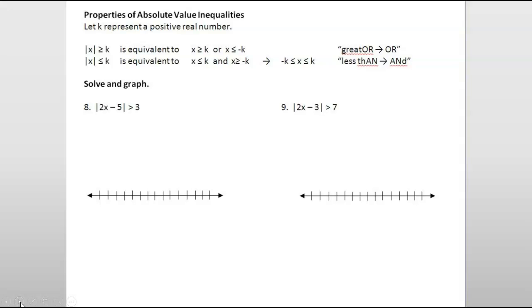So here you can see that the absolute value is "greater than," so it's going to split to an "or." If it's "less than," it splits to an "and." So in that first example, we have the absolute value of 2x minus 5 is greater than 3. So we're going to split this absolute value just like we split absolute values before. So you're going to have the positive side, but then we're going to also split it to a negative side.